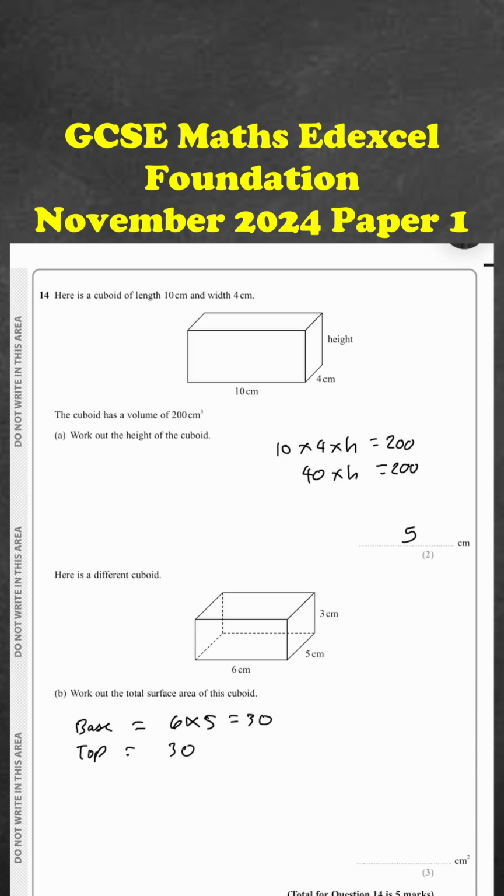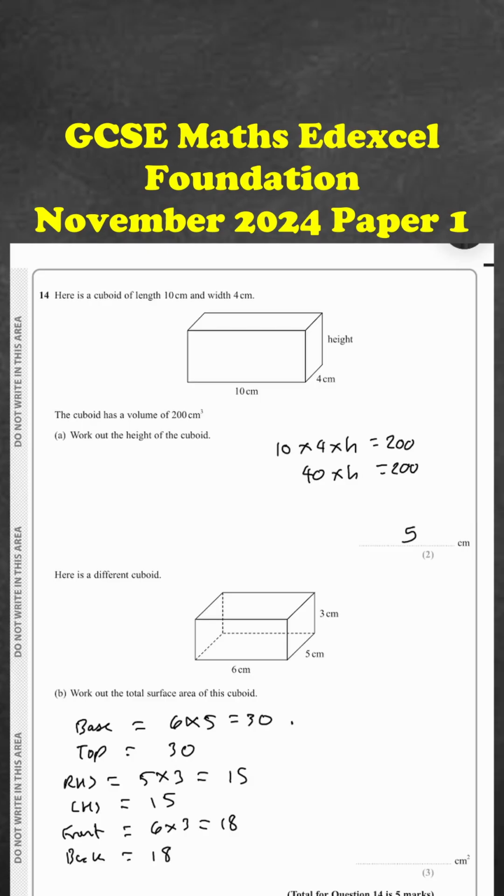And then the surface area of the right-hand side is going to be 5 times 3, 15. That will also be the surface area of the left-hand side. And then the surface area of the front is going to be 6 times 3. And that will also be the surface area of the back.